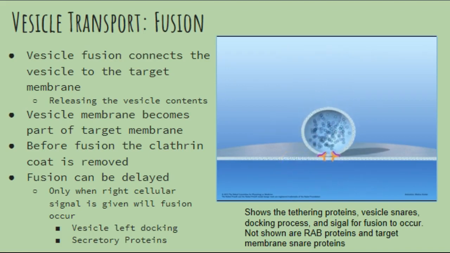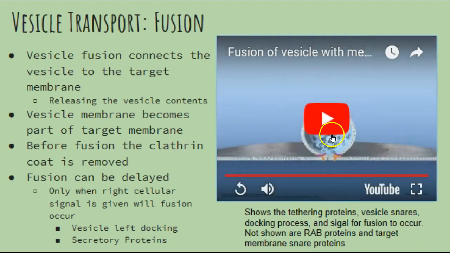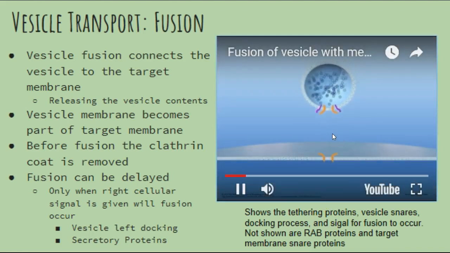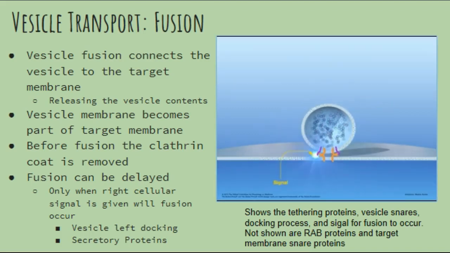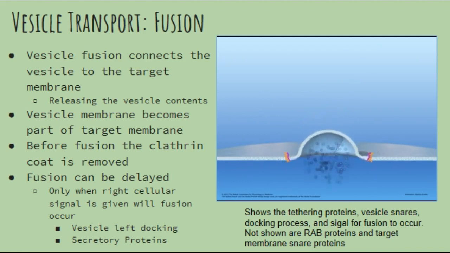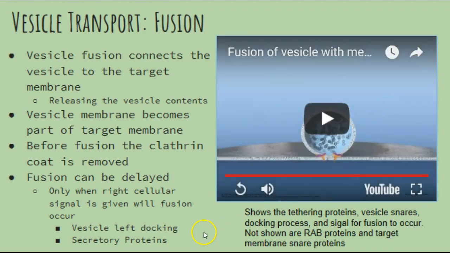So we see the tethering proteins connecting and the SNARE proteins connecting. The signal occurs to allow fusion to happen, which is that little yellow spark. And then we see the membranes connecting and fusing together. The vesicle membrane becomes part of the target membrane, and the contents of the vesicle are released into the cell.